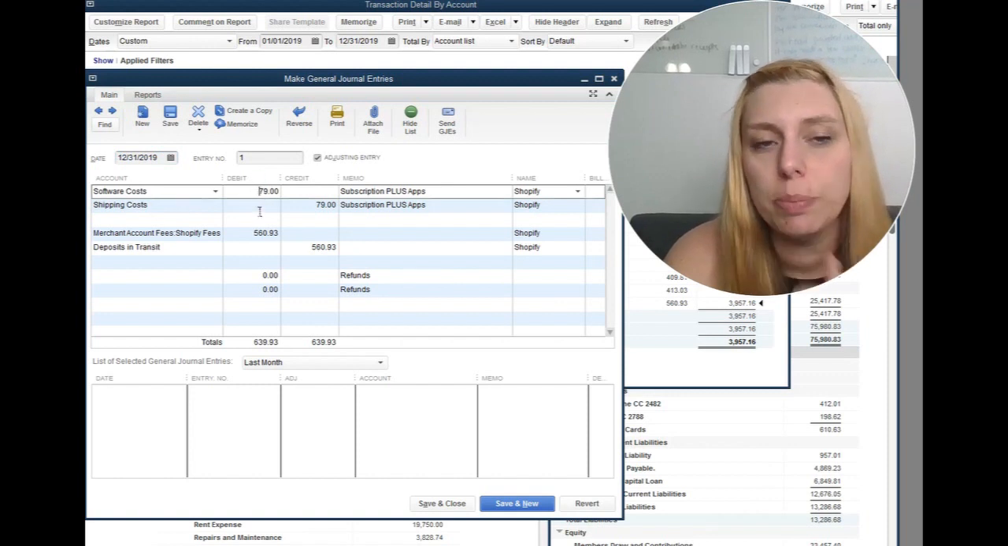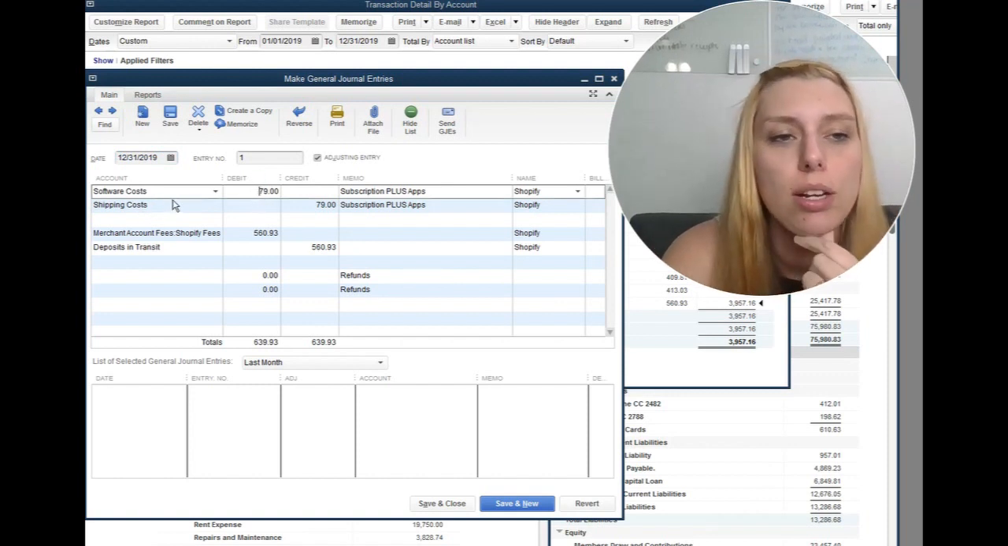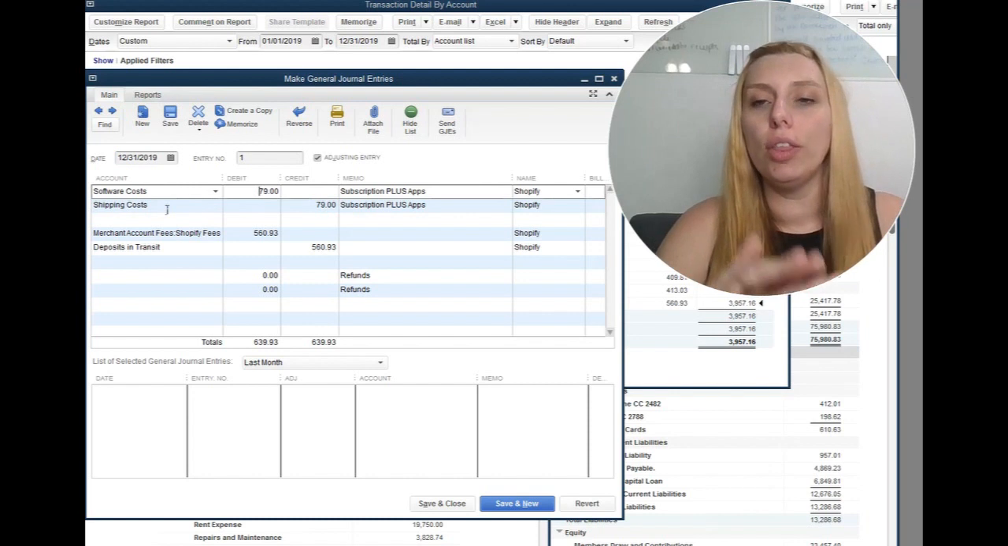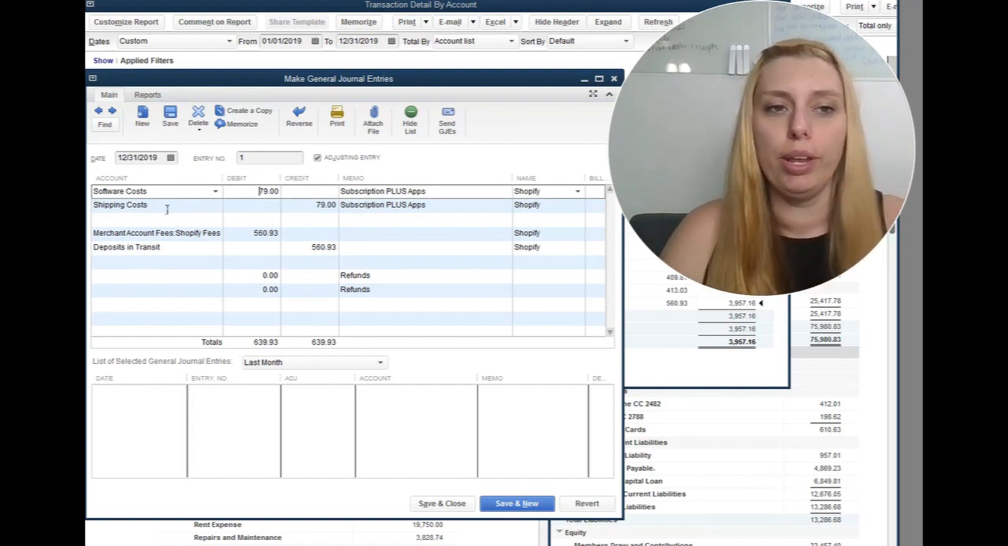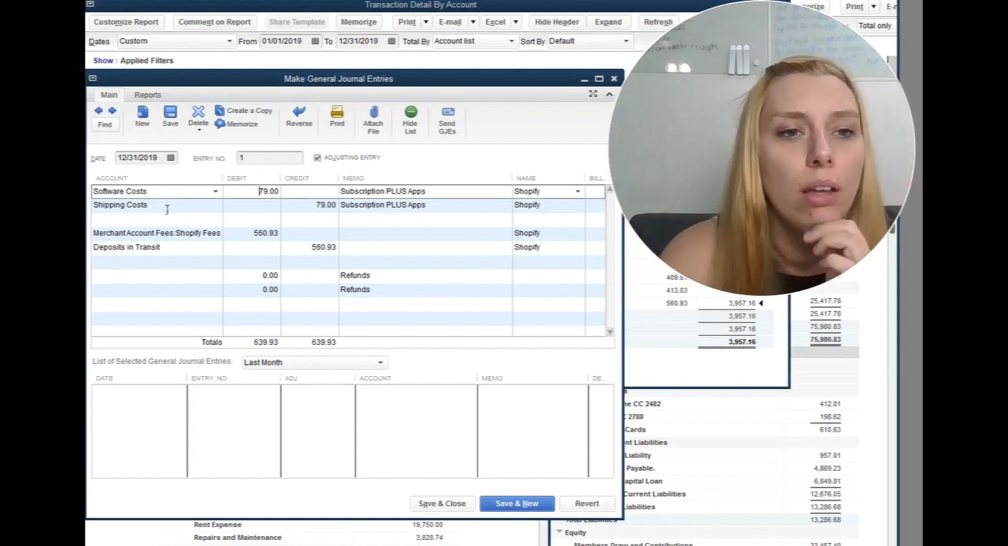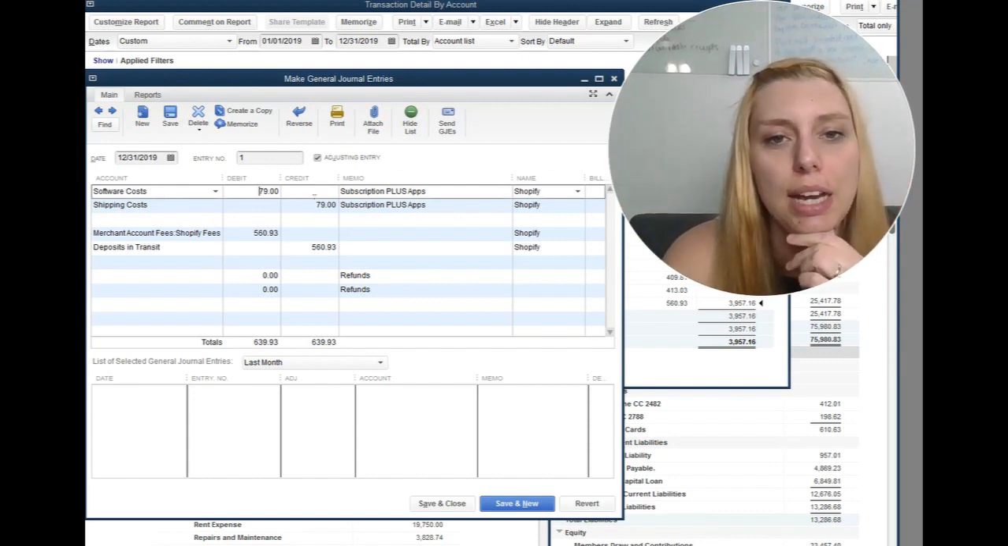Then right here, if you look, debiting an expense makes the expense go up. So we're debiting software expense and we're crediting shipping. We're saying, hey, of all the deductions that hit shipping costs, I'm taking 79 out and putting it into software costs. So that explains that top one.